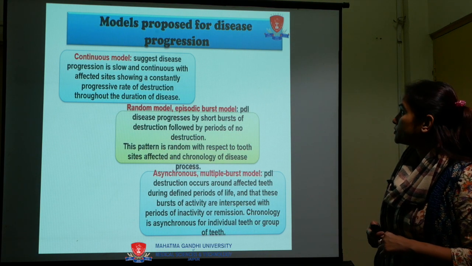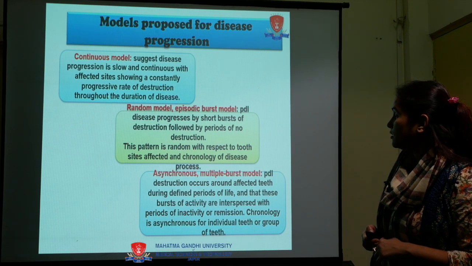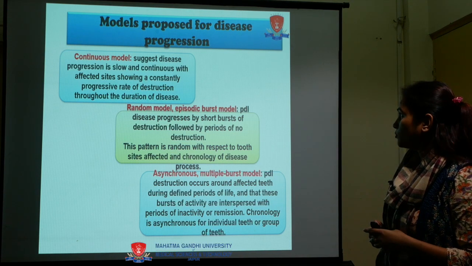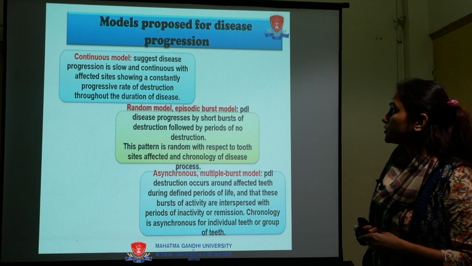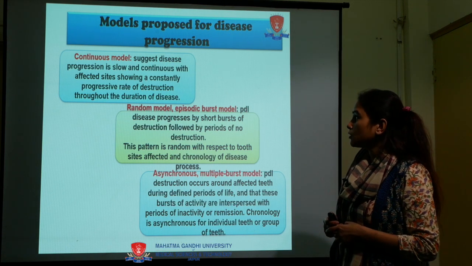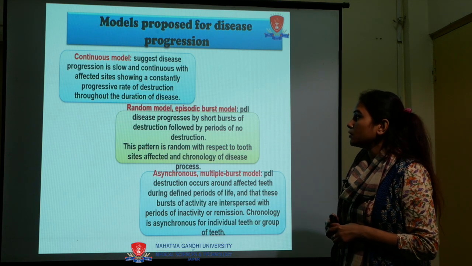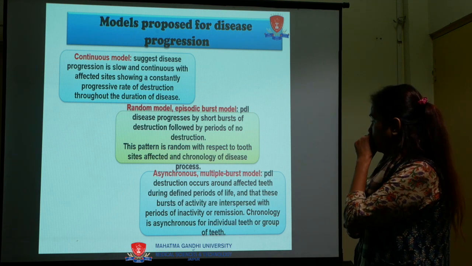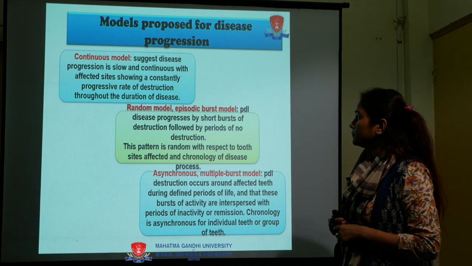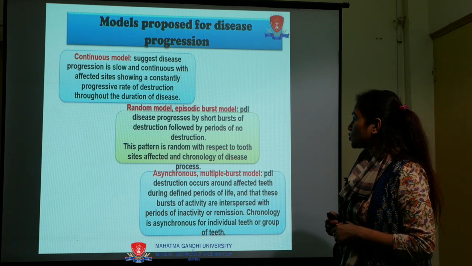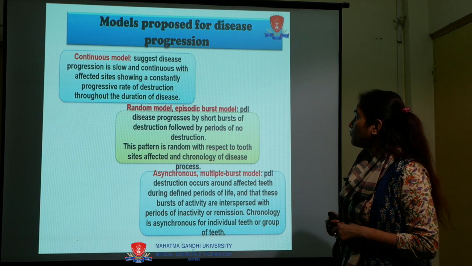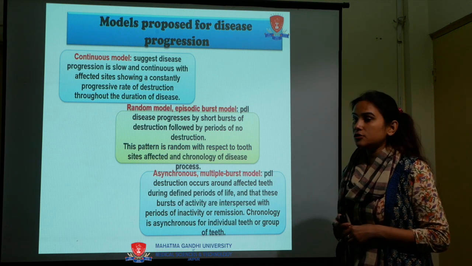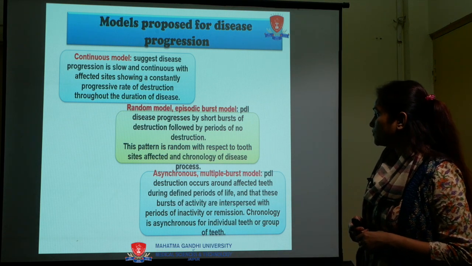Various models proposed for disease progression are the continuous model, the random model or episodic burst model, and the asynchronous multiple burst model. The continuous model suggests that disease progression is slow and continuous, with affected sites showing a constantly progressive rate of destruction throughout the duration of the disease. In the random model, disease progresses by short bursts of destruction followed by periods of no destruction. This pattern is random with respect to tooth sites affected and chronology of the disease process.